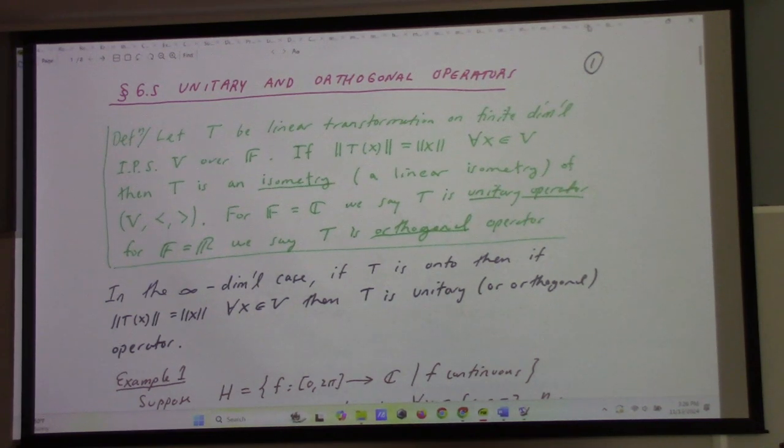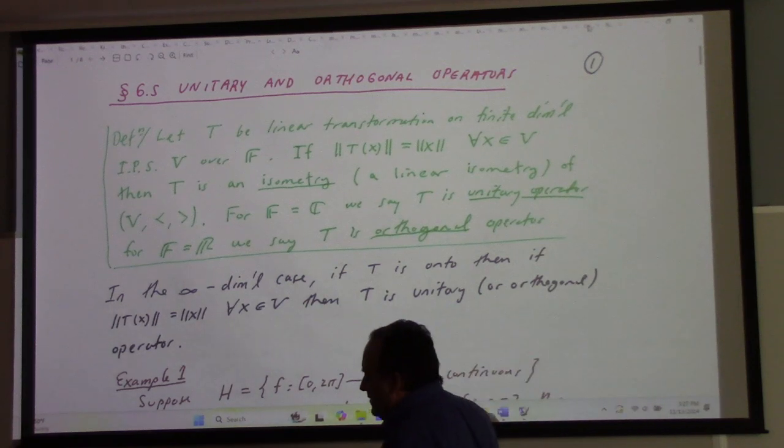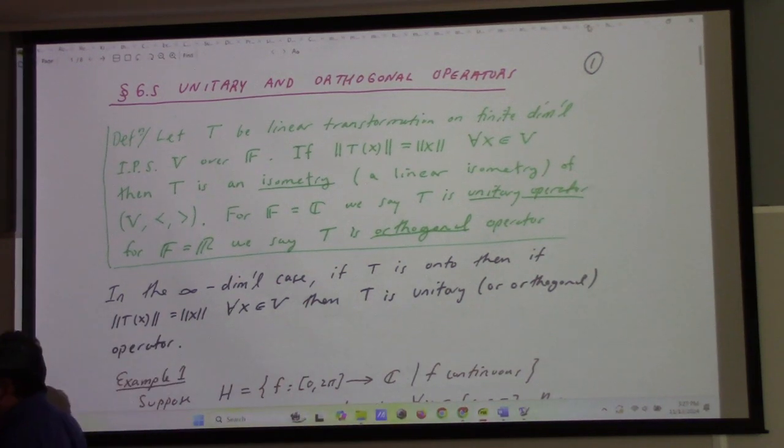All right. In the infinite dimensional case, T onto has to be added as a consideration. If you have that in addition, then you can call it a unitary or orthogonal operator if it maintains the length. But we need to add on the condition of surjective. I think there's a homework problem you guys have worked out that implies that this implies injectivity, but we do want our orthogonal operators to be surjective.